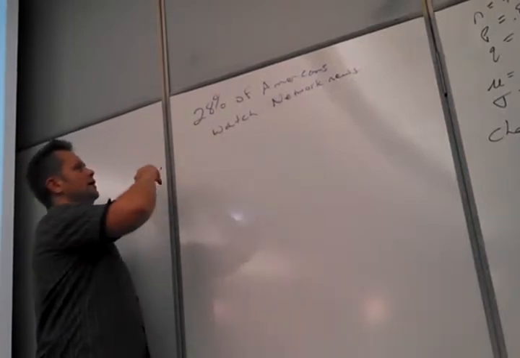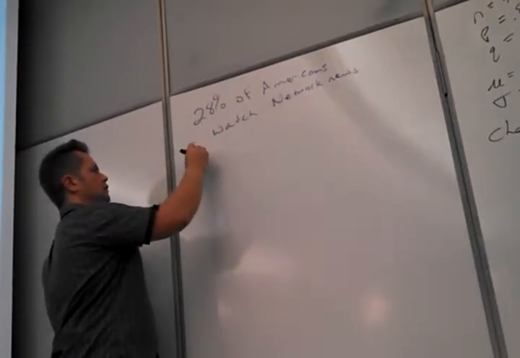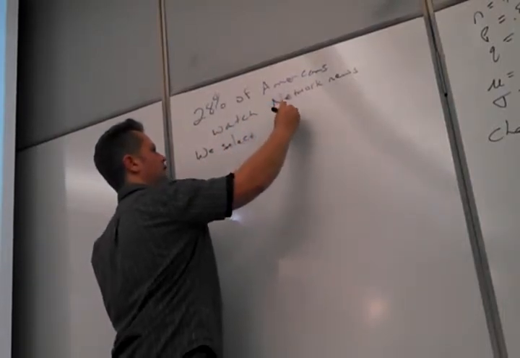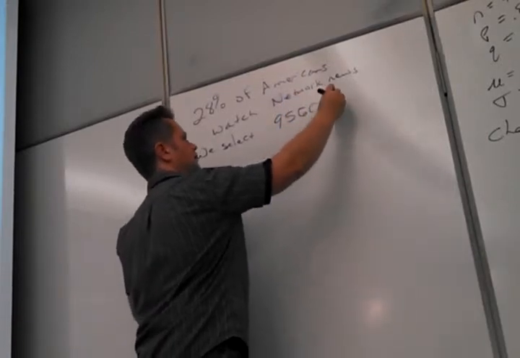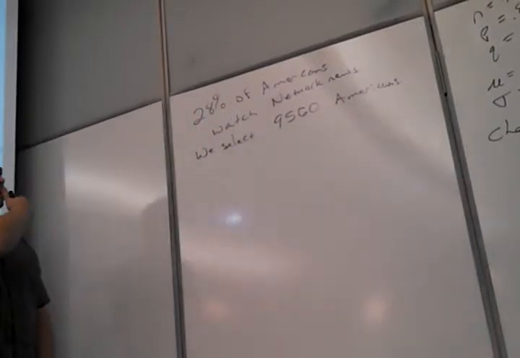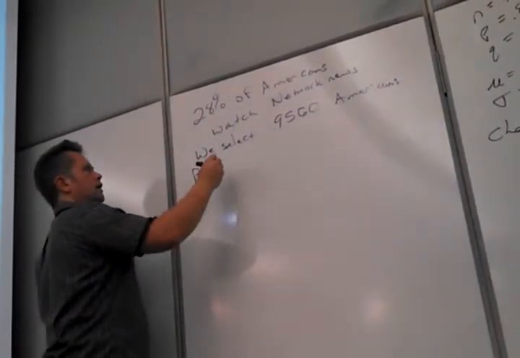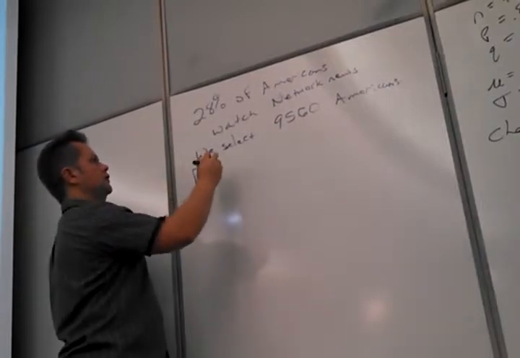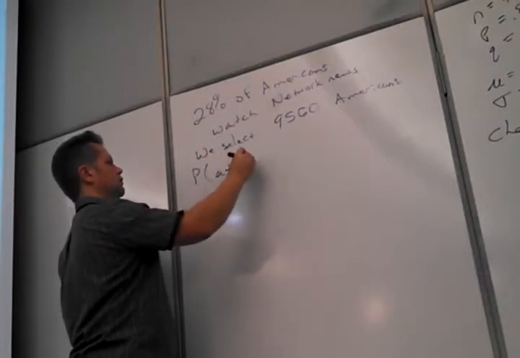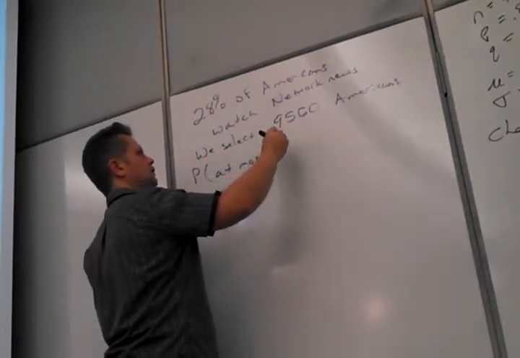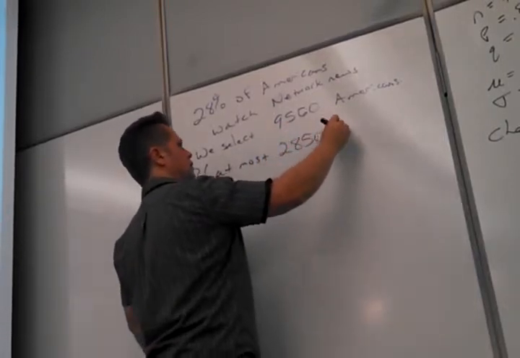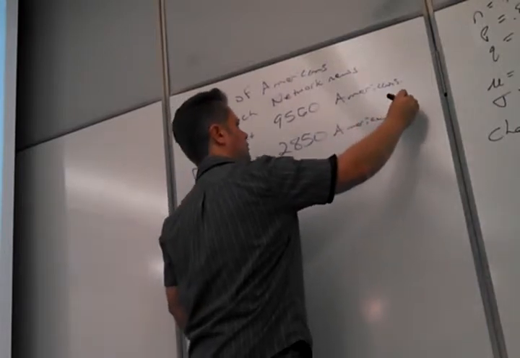Nothing against them. So 20% of Americans watch network news. If we randomly select 9,560 Americans, what's the probability that, let's see, something that won't freak this out too much. At most, just pick something, Jeff. 2,850 Americans watch it.